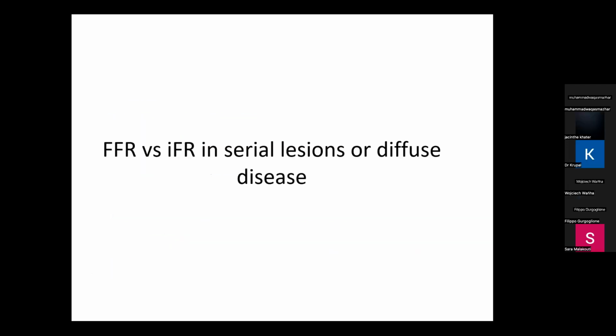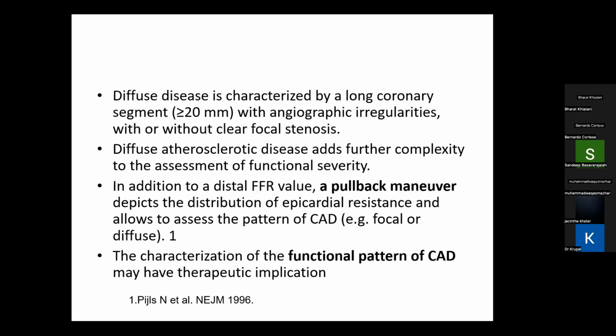So now the main case was a long disease in the LAD. So what is the difference between FFR and IFR in serial lesions or a diffuse disease? Yeah. So diffuse disease, definition-wise, means only more than 20 mm, but any disease more than 30-40 mm is considered diffuse disease.